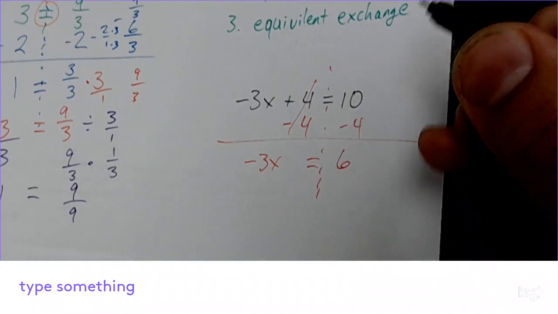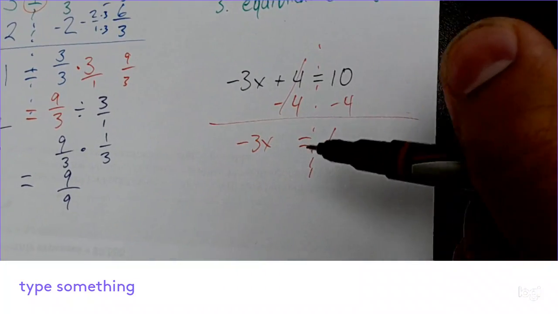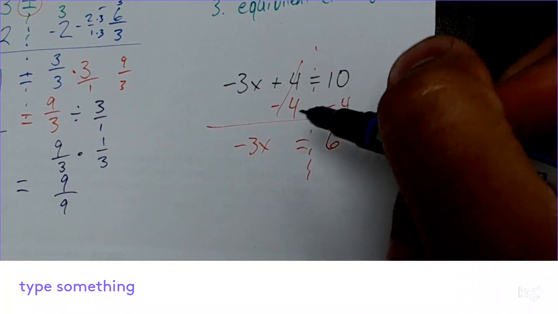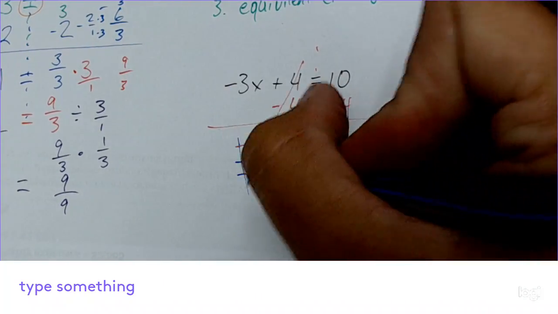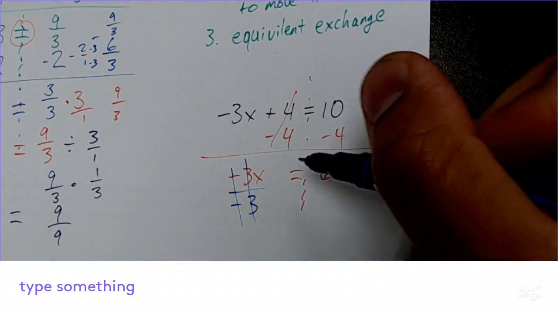Great. Now, I'm not done. X is not by itself. So I go through the 3 steps again until x is all by itself. There's no more addition and subtraction, there's only multiplication. So now I'm going to divide by negative 3. Here, the negatives cancel, the 3's cancel, and that's the opposite action, because the opposite action of multiplication is division.